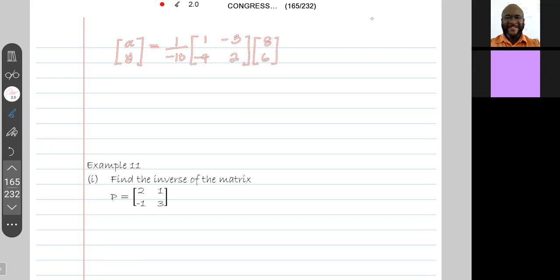So how do we solve a matrix equation of the form AX is equal to B? We write back X and multiply the right-hand side by A inverse. So this is A inverse times B. So let's solve. 1 over minus 10. All right. Then now let's multiply the matrices.